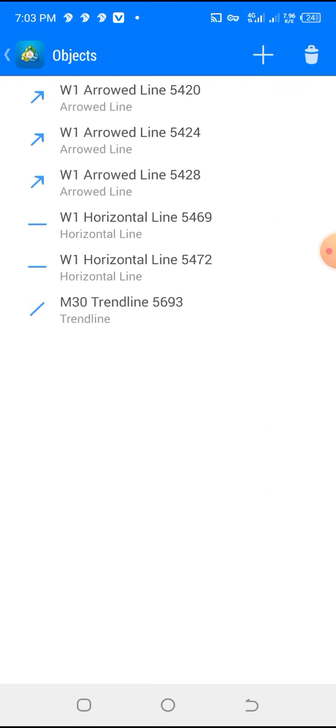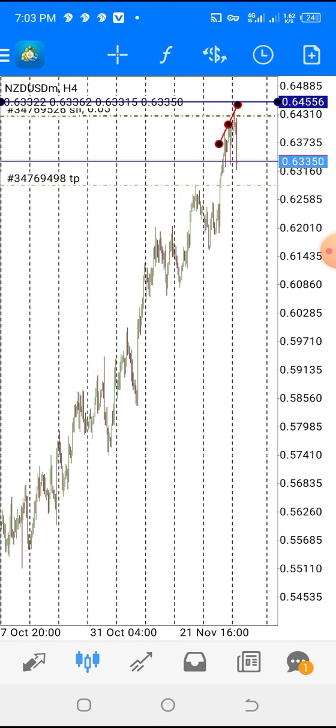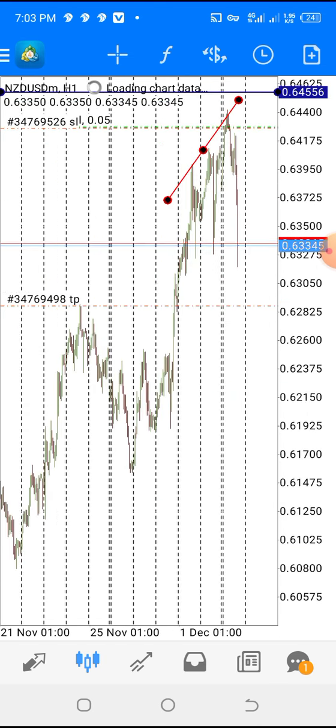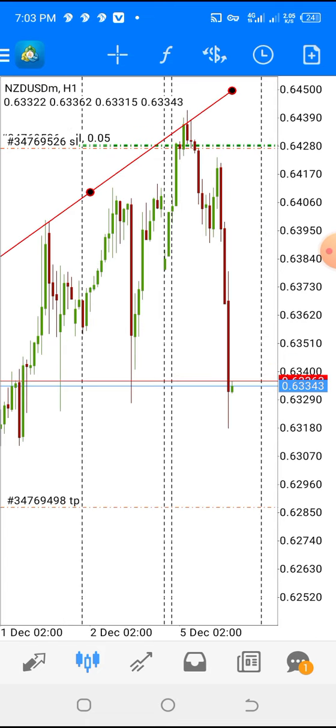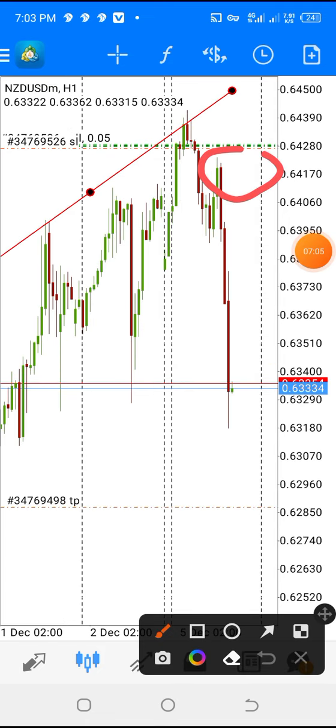If you can see this, okay, let's just go to H4, okay, H1. H1 is clear, you get that. Now if you look at H1, the reason why I got more confident was when I saw this engulfing candle. I got more confident. Oh, I'm still holding this trade. I won't just close it.